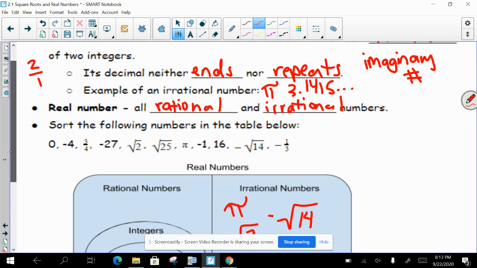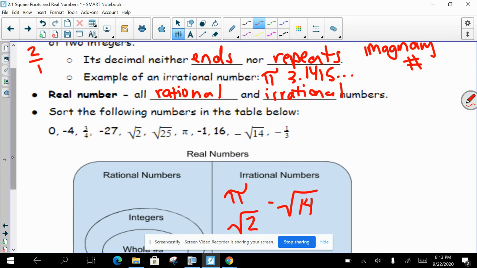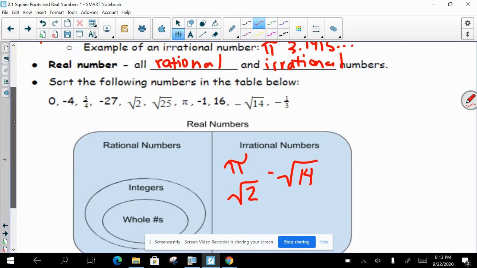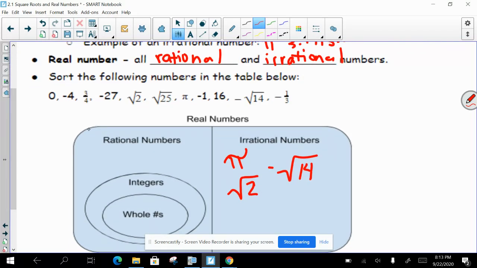So let's talk about rational numbers. Actually, let's just go through this list here and then we'll talk about the difference. So a rational number can be written as a fraction. An integer is a number that doesn't have a decimal. So no decimals. Integers, positive or negative, and no decimals.